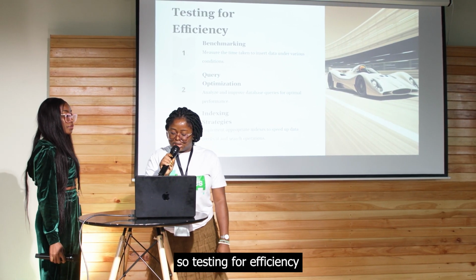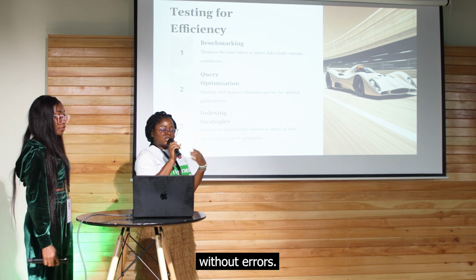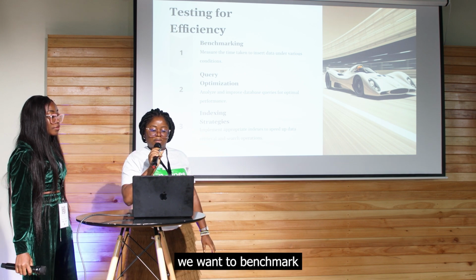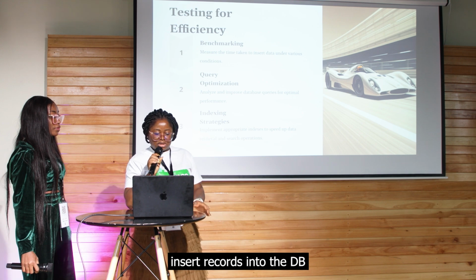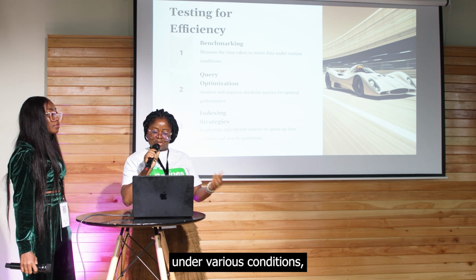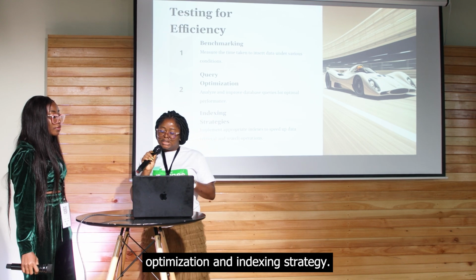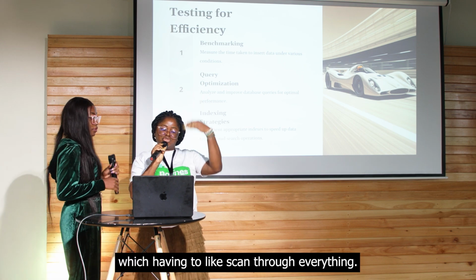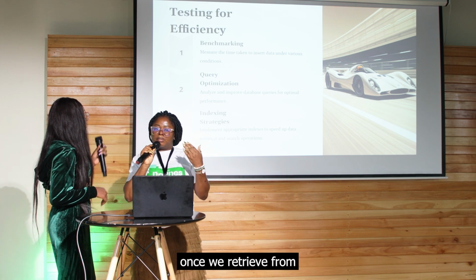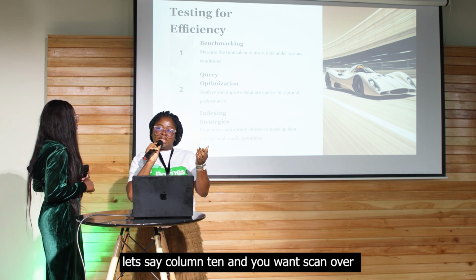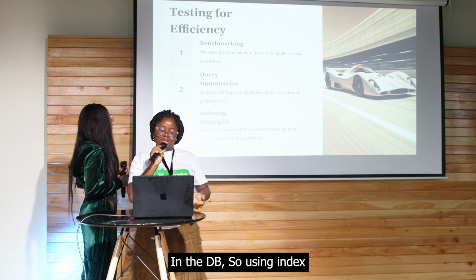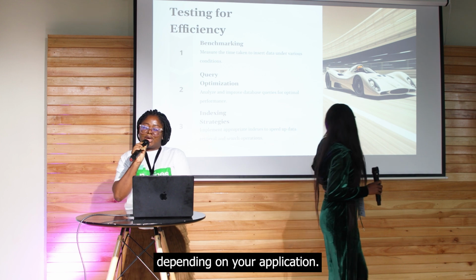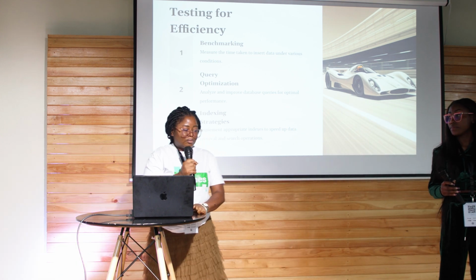Okay, so we just go through all we've talked about. Testing for efficiency, as we said earlier, is we want to insert into our DB without errors. So the things we look out for, we want to benchmark, that's we're going to measure the time taken to insert records into the DB under various conditions. And then there is query optimization and indexing strategy. We want to be able to retrieve data in a particular row or column without having to scan through everything. Imagine we want to retrieve from, let's say, column 10, and you want to scan over 10 million data in the DB. So using an indexing strategy, depending on which one you select or want to use, depending on your application, it helps to resolve this issue.